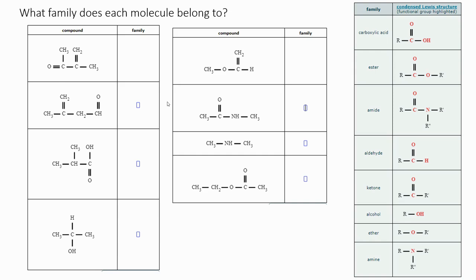Oh, I also have it over here. You can compare. I also lost my mouse.